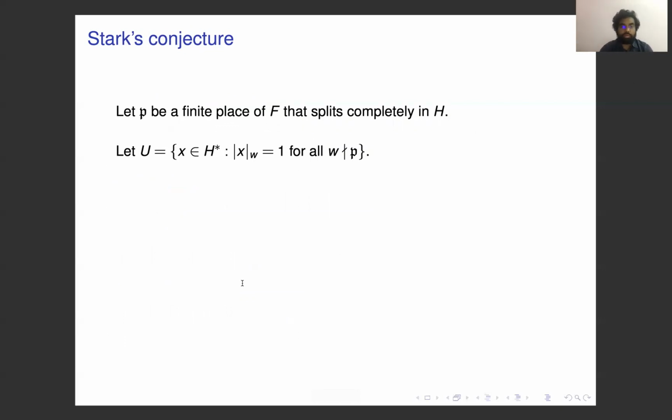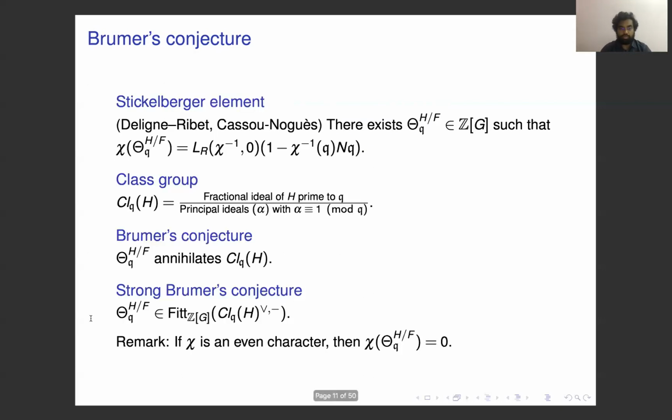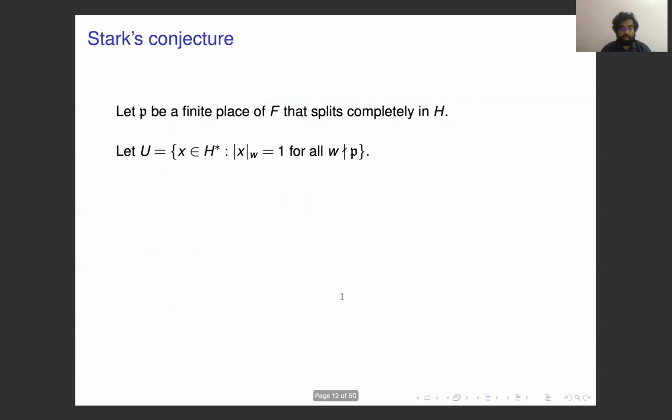Okay, so now we come to the Stark part of the Brumer-Stark conjecture. Brumer's conjecture was formulated by Brumer in a series of lectures in the late 60s, and it was never published, as far as I know. And in the 1970s, Stark formulated a series of conjectures relating leading terms of L functions, Artin L functions, to certain units. So I'm going to state a very particular special case of this.